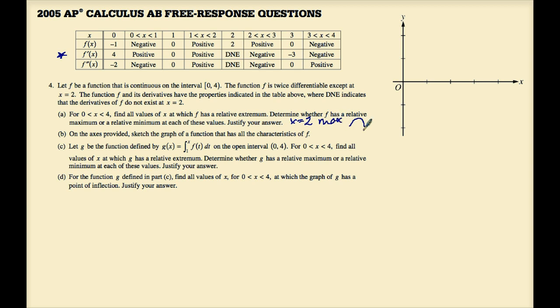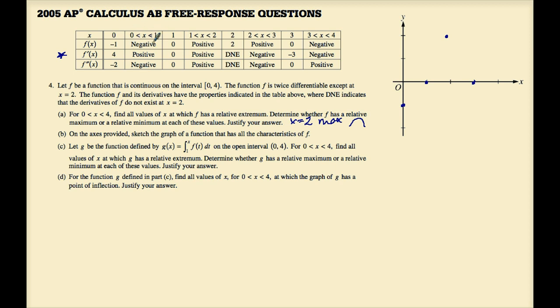Letter B. On the axes provided, sketch the graph of a function that has all the characteristics of f. First, let's put in the function values: 0, negative 1; 1, 0; 2, 2; 3, 0; and we don't have a function value for 4. Now let's look at the first and second derivatives to see the characteristic of the graph between these function values.